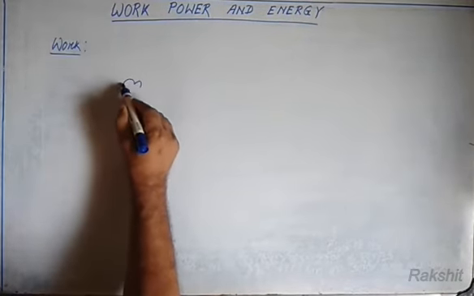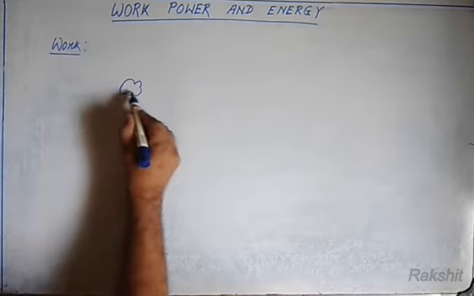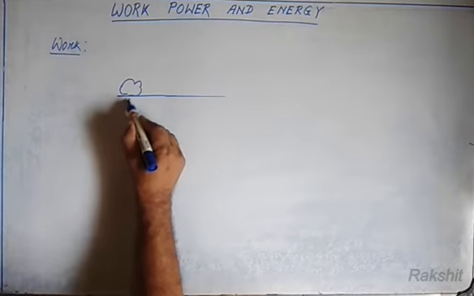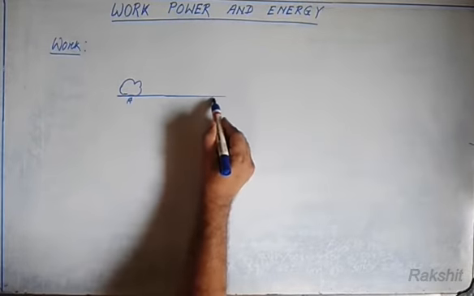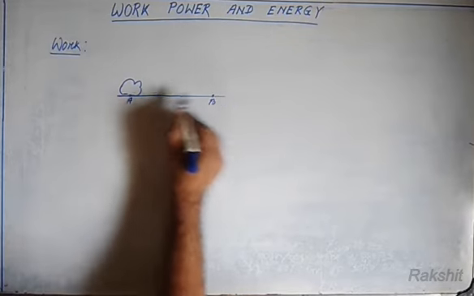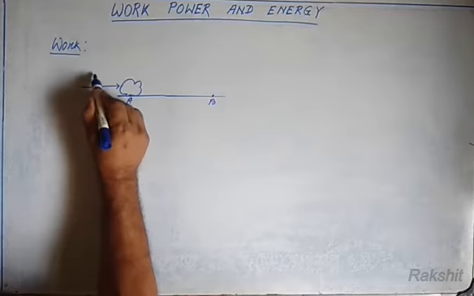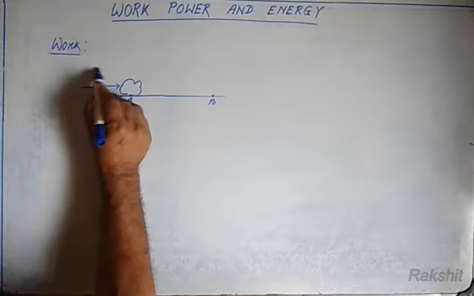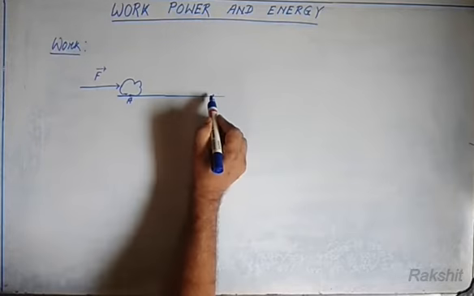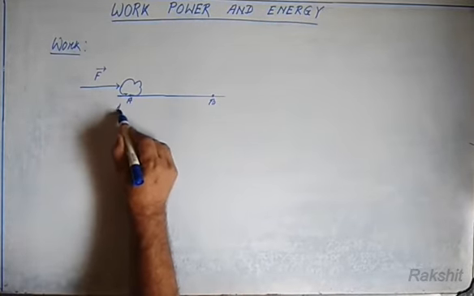Suppose there is a body placed on a plane surface. Two points are denoted by point A and point B, and a force is acting on this body to move this body from point A to point B. So this is the initial position of the body.